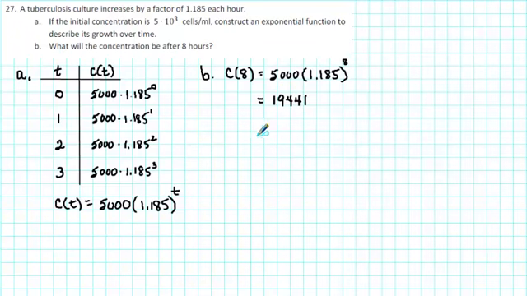So the answer to our question, what will the concentration be after 8 hours? It will be approximately 19,441 cells per milliliter.